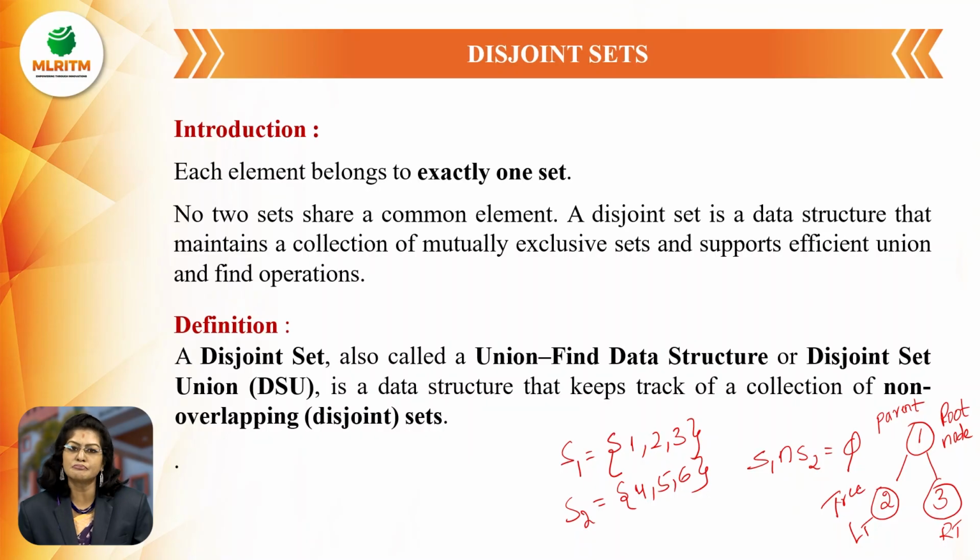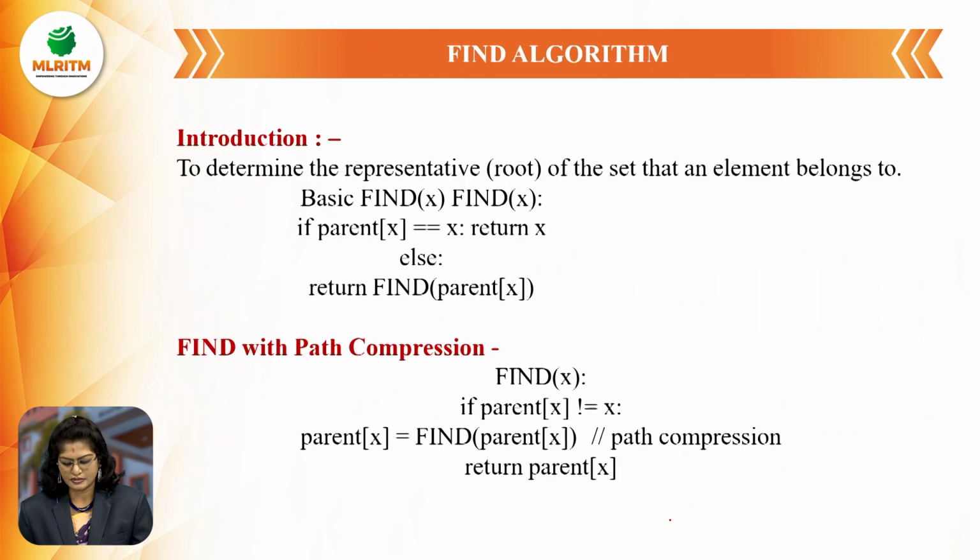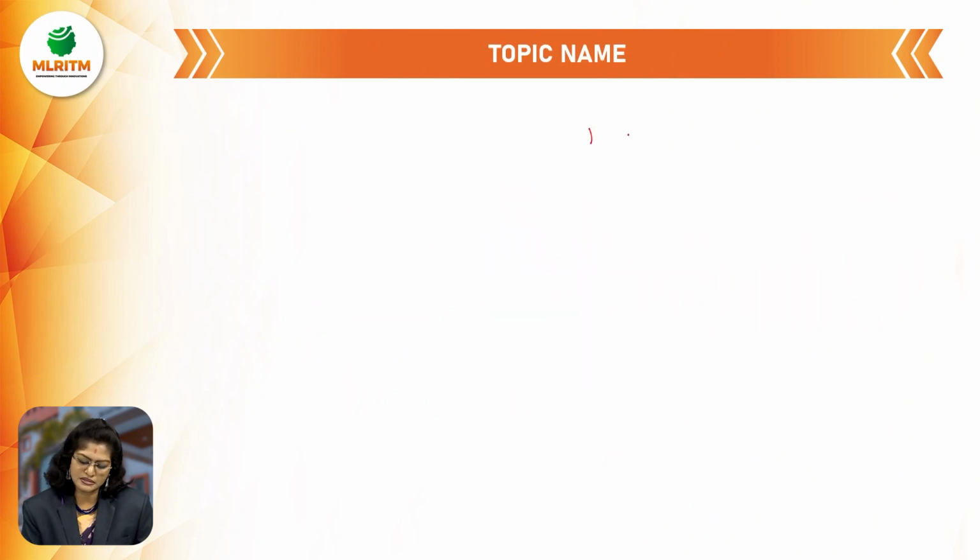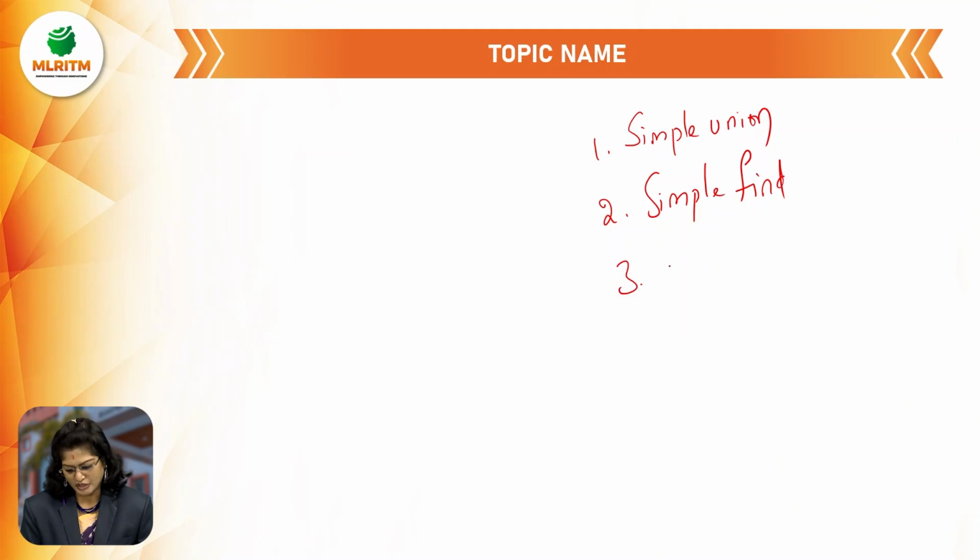The first one is simple union. The second one is simple find. The third one is weighted union. And the fourth one is collapsing find.